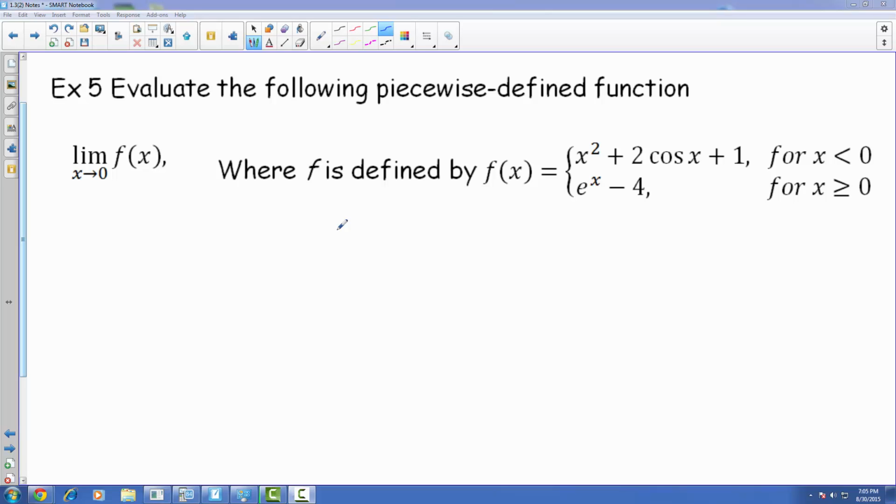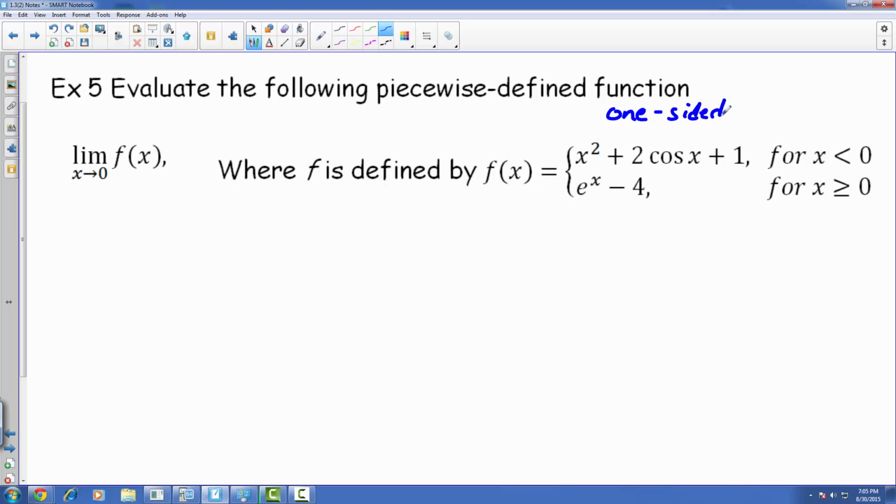Here we are at example 5 from our 1.3 number 2 set of notes. We're asked to evaluate this piecewise function. Now we have the limit as x approaches 0 of the function, and the function is actually defined by this piecewise guy. Anytime that we see a piecewise function, we've talked a little bit about this from class, you should be thinking one-sided limits.